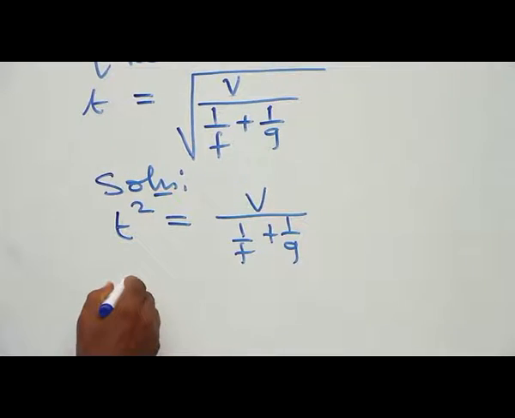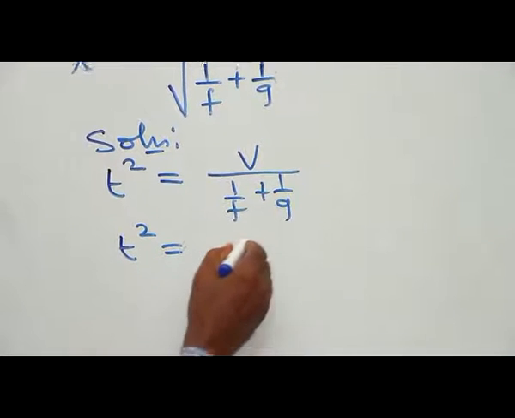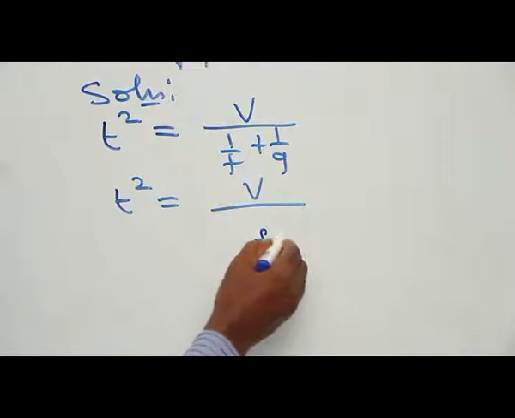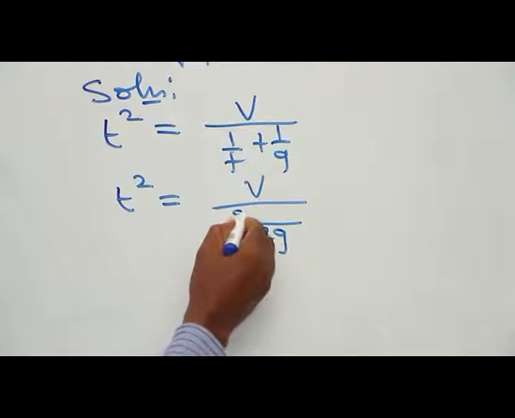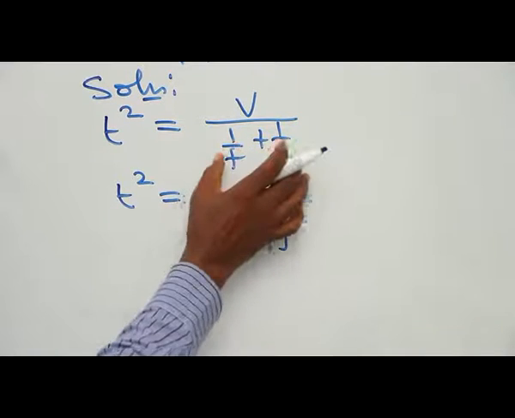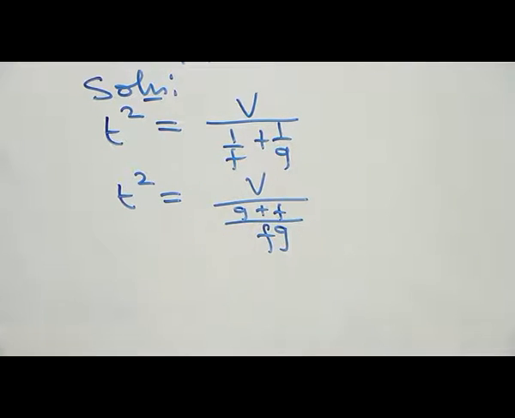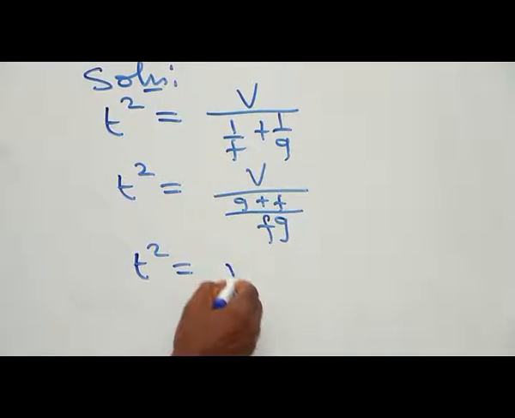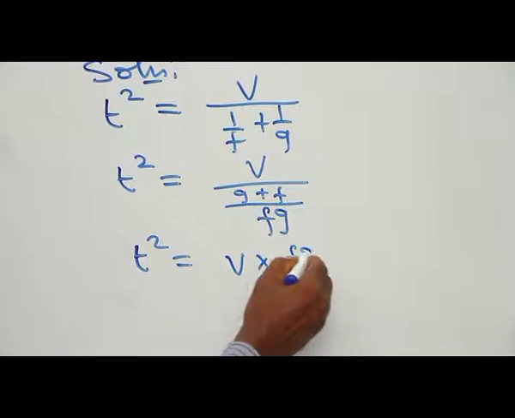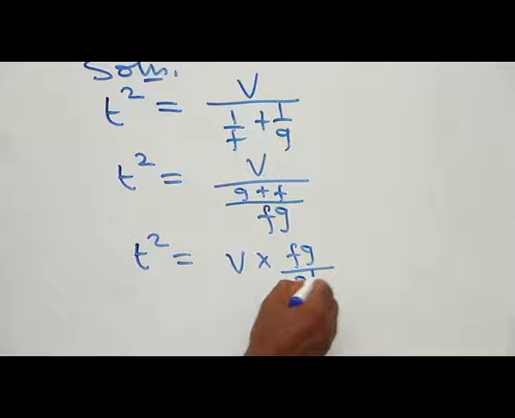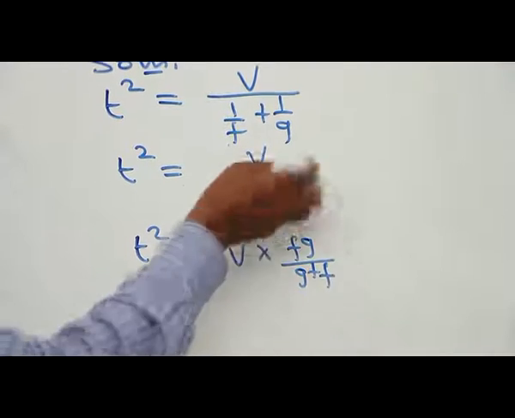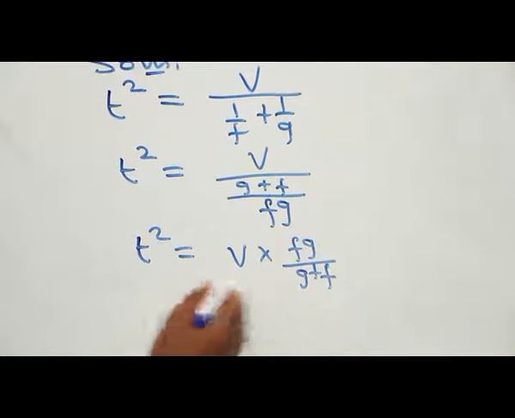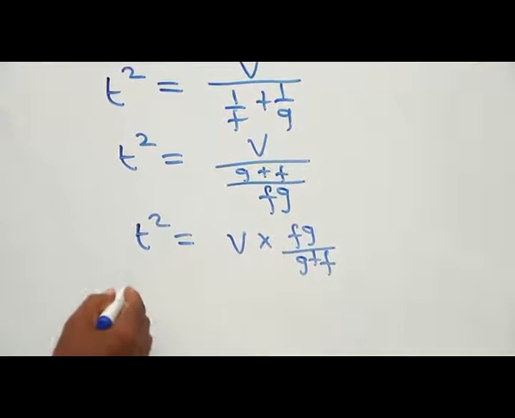Now at this junction, it will be proper for me to continue with the t squared, and I want to simplify the denominator, and this becomes fg here, and then we have here g plus f. Then of course, this means that t squared is equal to v times fg all over g plus f. Remember, we have to invert it when we are changing division to multiplication, and that's why we have it. Then recall that we are making f the subject of the formula.